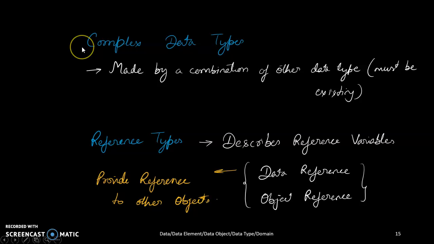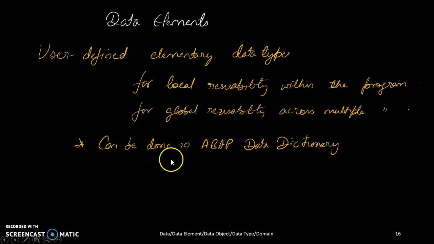Also we know that besides the elementary data type, there is the complex data type and the reference data type. The complex data type is made by the combination of other data types. Now we have understood the concept of data type. If you combine many types of characters, like the predefined data types, it becomes a complex type, and you can use it for data reference and object reference, so it will be a reference type.